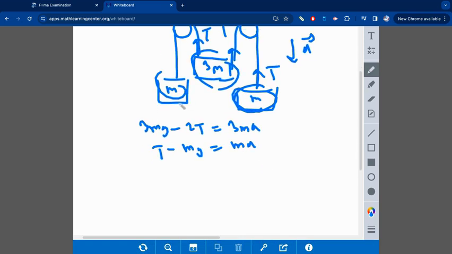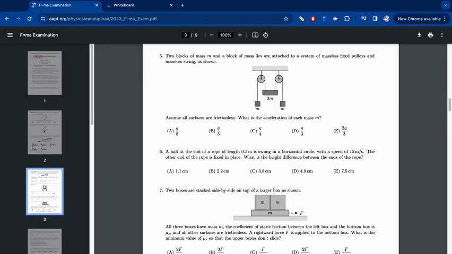So if we solve for a, we can basically multiply by 2. We can add these two equations. And we get that a equals g over 5, which gives us B.